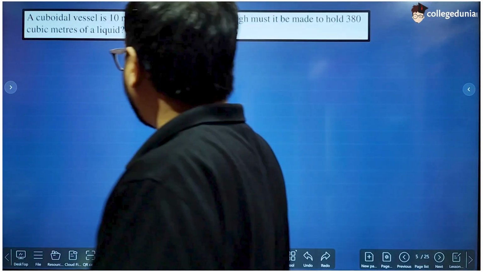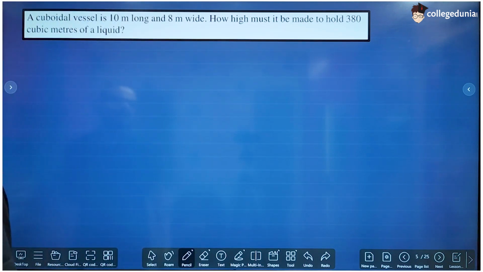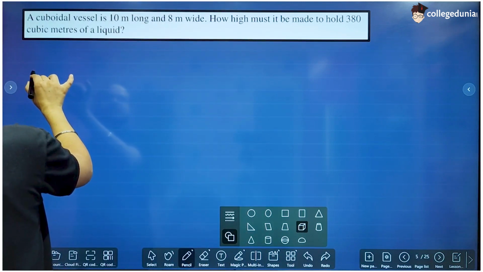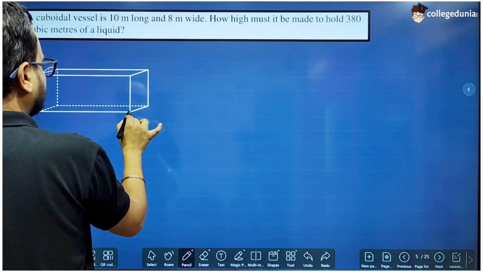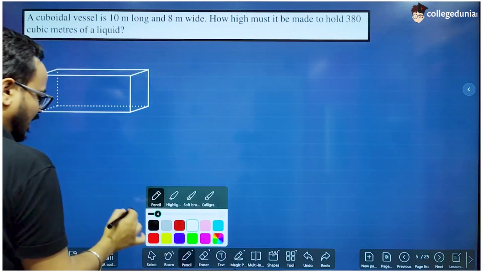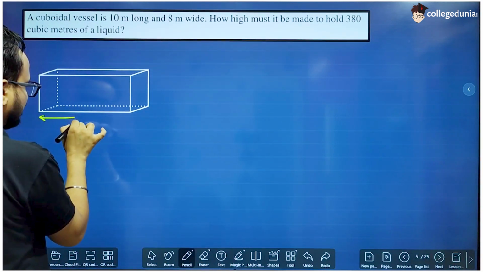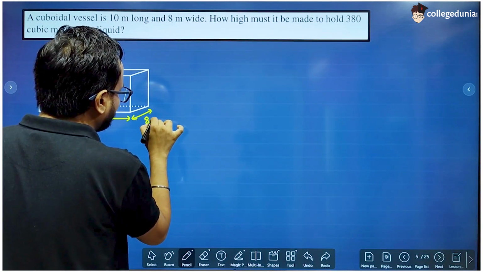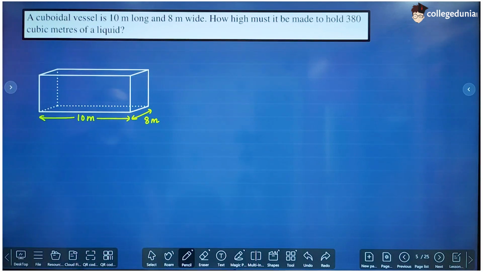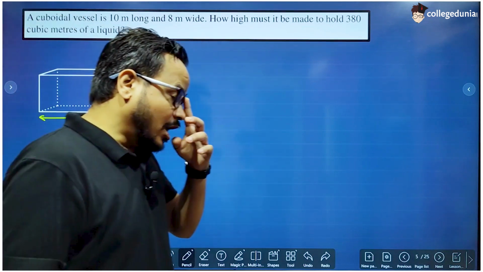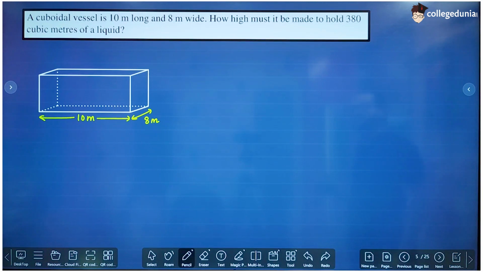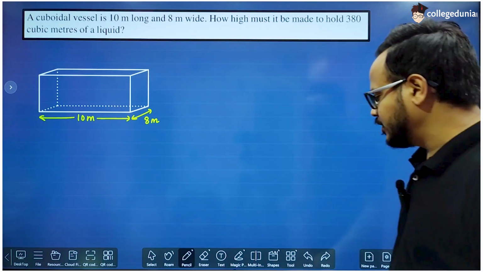Next, a cuboidal vessel is 10 meter long and 8 meter wide. Now this is a cuboidal vessel, 10 meter long and 8 meter wide. How high must it be made to hold 380 cubic meters of liquid? Now we have to fill this vessel with 380 cubic meters. 380 cubic meters means 380 meter cube of liquid.